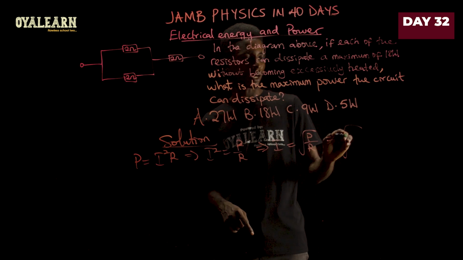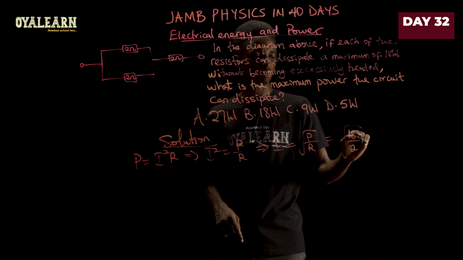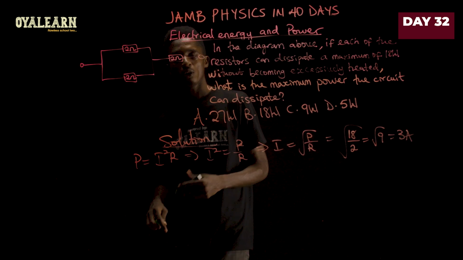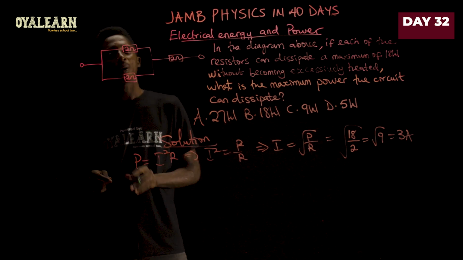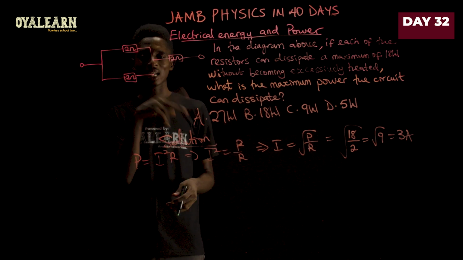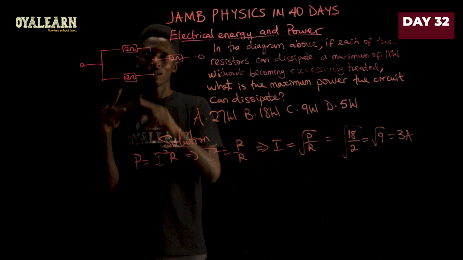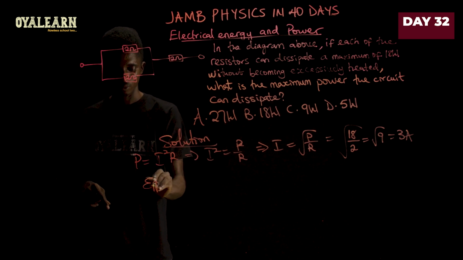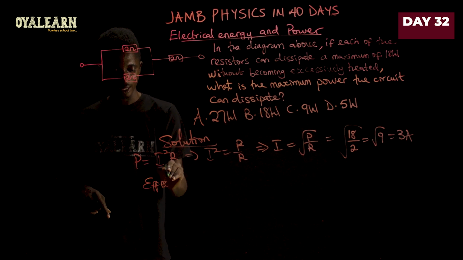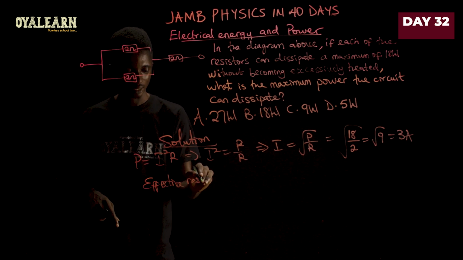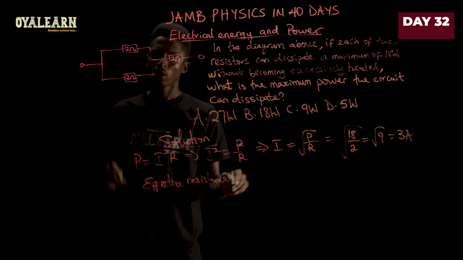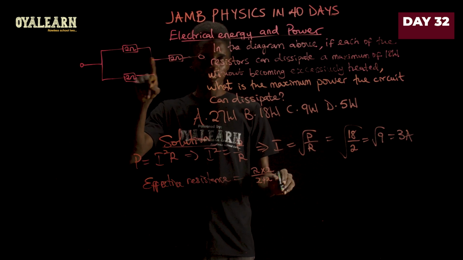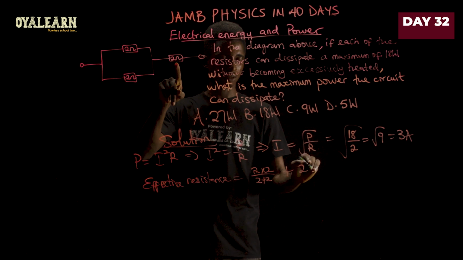The power is 18 watts. The resistance is 2. So we have root 9, which will give us 3 amperes. That's the current going through each of them. So now, to get the power in the entire circuit, that the entire circuit will dissipate, we need to find the effective resistance in the circuit. Now, for this part, we're going to be having 2 times 2 over 2 plus 2. Then we add it, because it's in series with this, with 2.